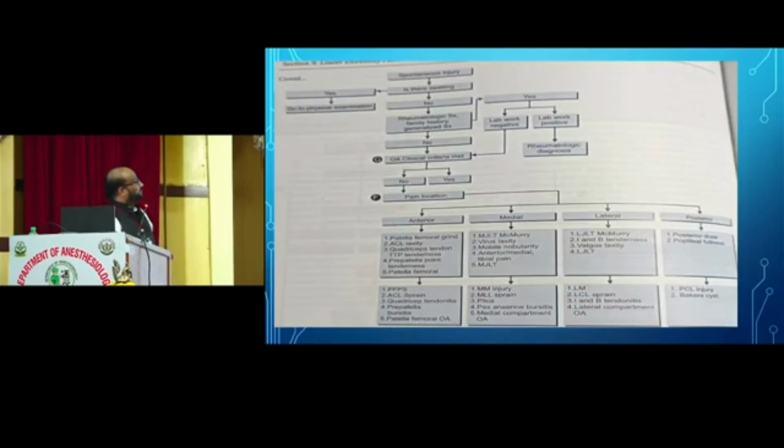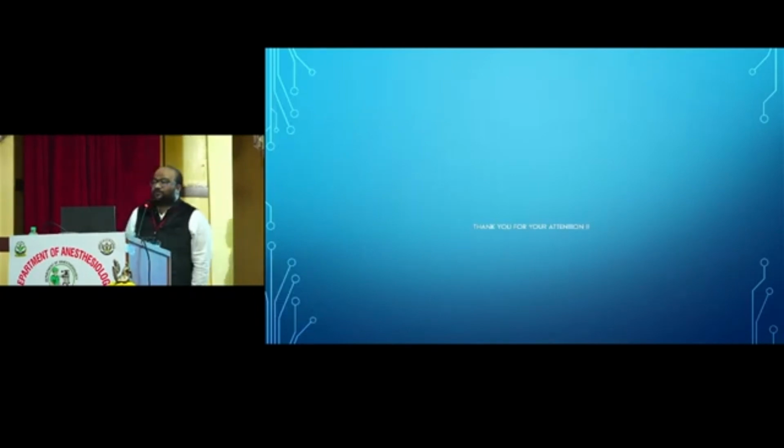If there is no swelling, then you check for any rheumatology history in the family or in the patient, then you check whether the clinical criteria for osteoarthritis are met. If rheumatology is positive, then you send for labs and get a diagnosis. Basically, you have to know where the location of the pain is, and the tests are accordingly. So this is an algorithmic approach. Thank you for your attention.